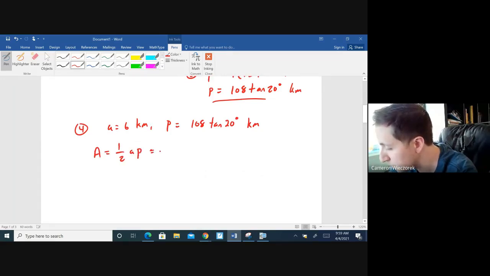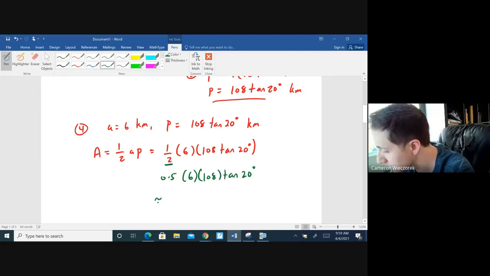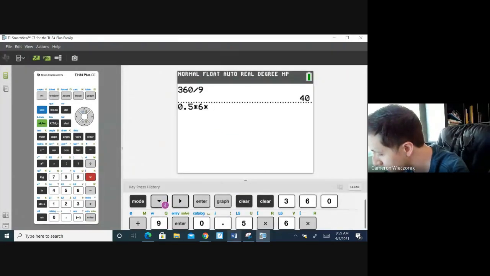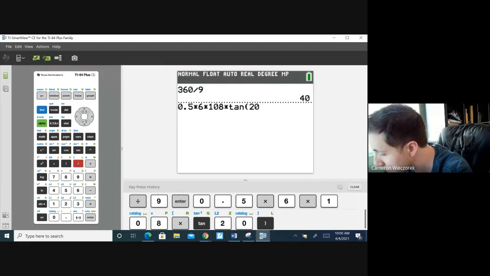So I'm just going to use my area formula now: 1/2 the apothem times the perimeter. Apothem is 6. Perimeter is 108 tan 20. And now, since this is my last step, I can type all this into one line on my calculator. I'm going to use 0.5 for this 1/2, just so I don't have to deal with the parentheses. But everything else is going to pretty much get typed in as is. And let's see what this comes out to.